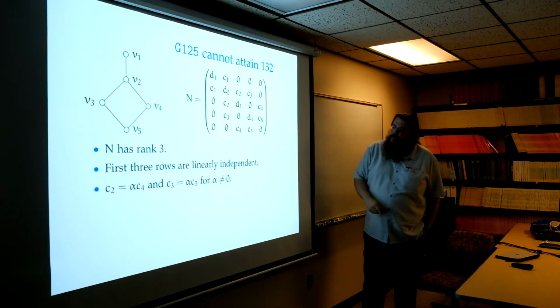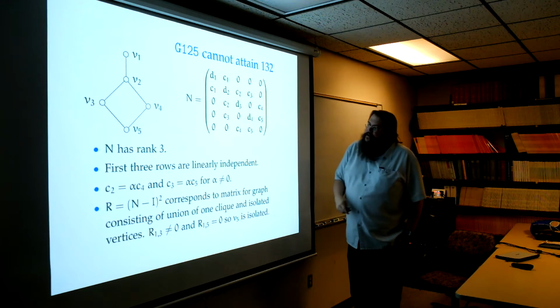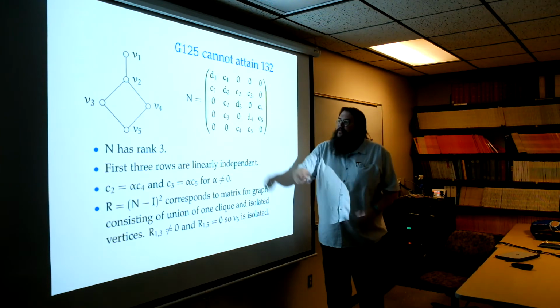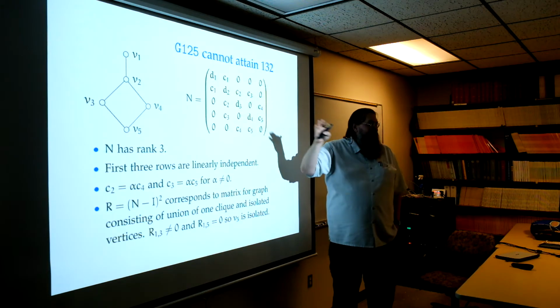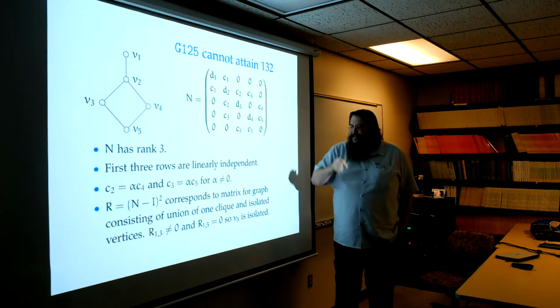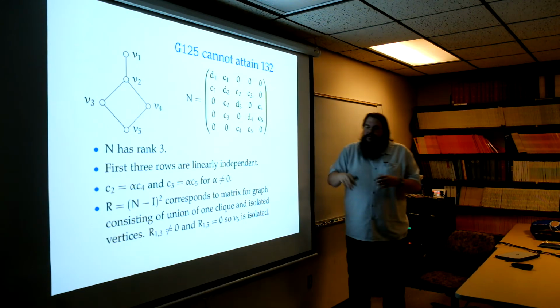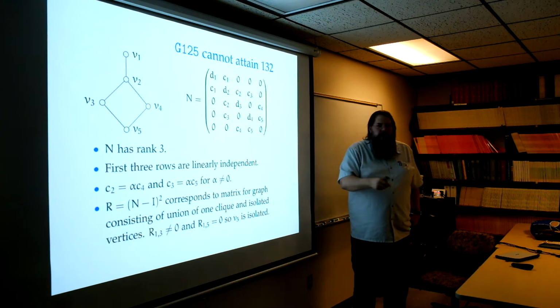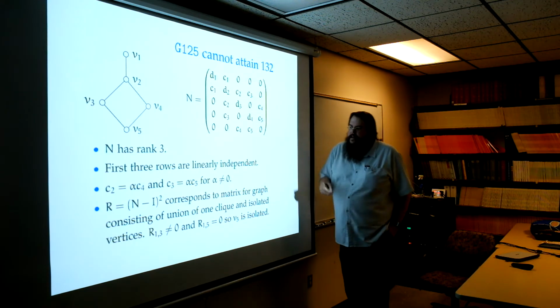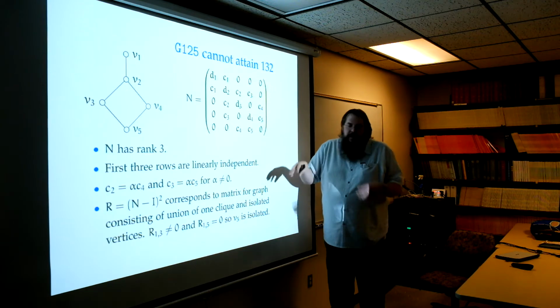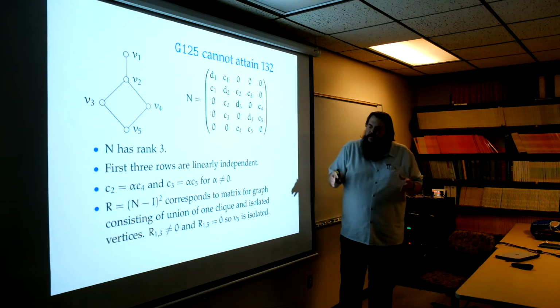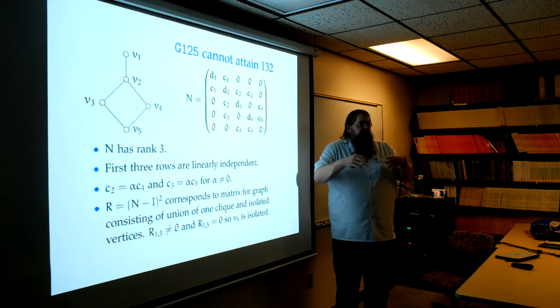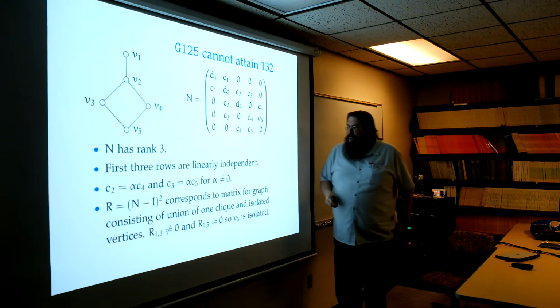Okay, so far so good. Well, now here's the tricky part. If I look at N minus I squared, and this is why we chose our eigenvalues to be 0 and 2, it turns out that this spectrum has a multiplicity of 4 for the eigenvalue 1 and one other eigenvalue. This forces that this matrix R corresponds to a main graph which is a clique and some isolated vertices.